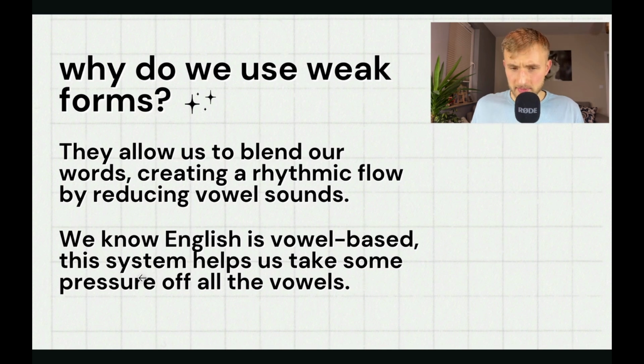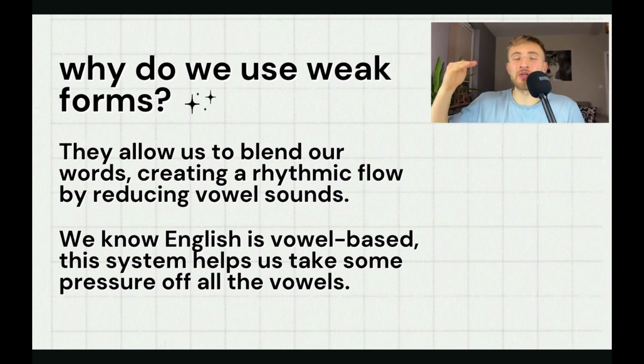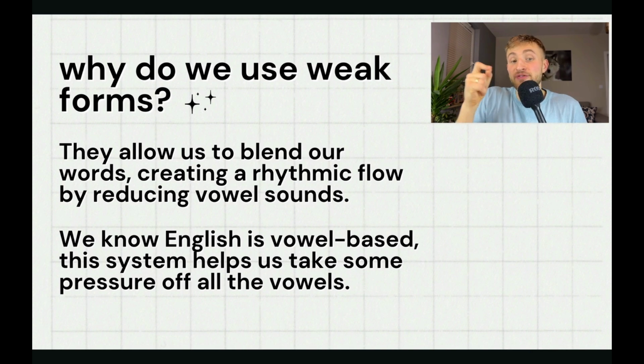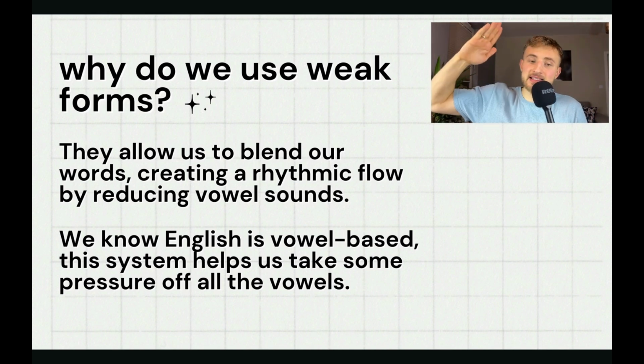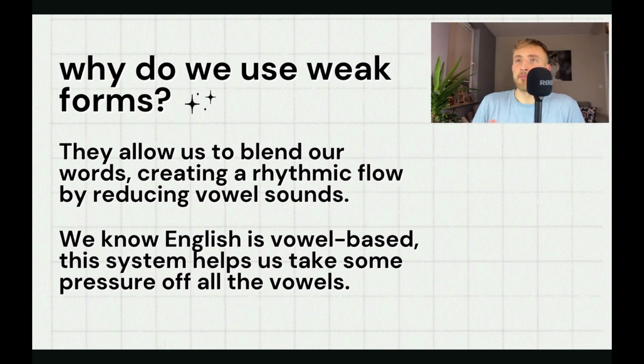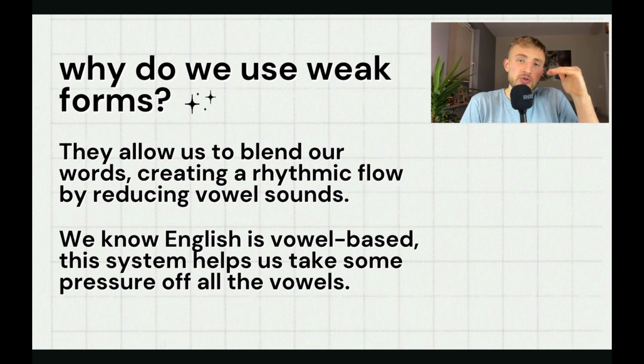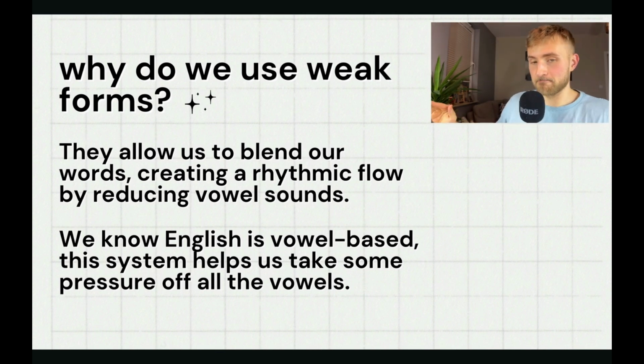And why do we use weak forms in the first place? Now, I already told you, but let me say it again. They allow us to blend our words together and create this rhythmic flow by reducing all of the vowel sounds. Because we know English is vowel-based. Lots of vowels. But this system of stress and unstress helps us take some of the pressure off all the vowels. Because if we pronounced every vowel in every word clearly, English would sound terrible. We need some system to reduce some of those vowels, and we use it with stress and unstress.